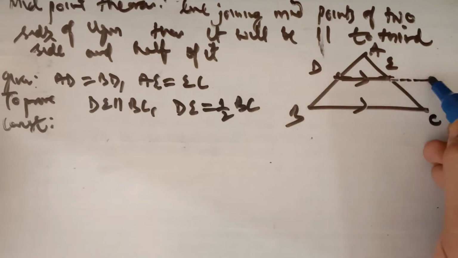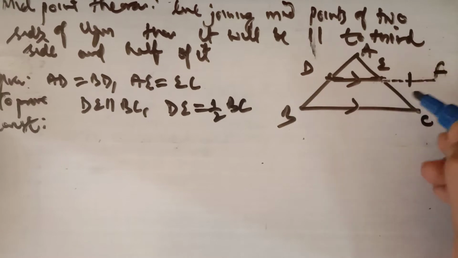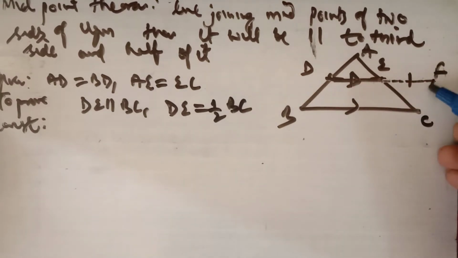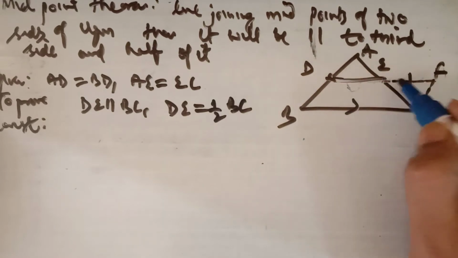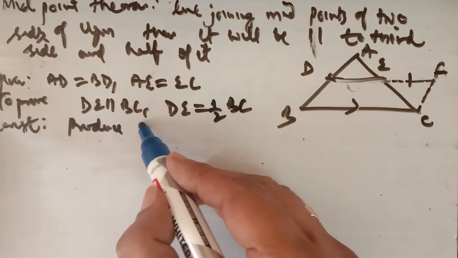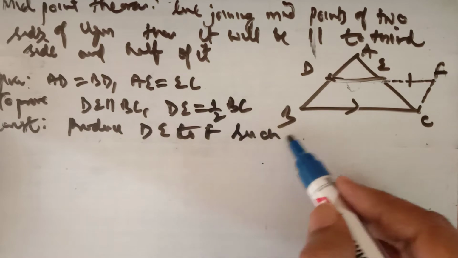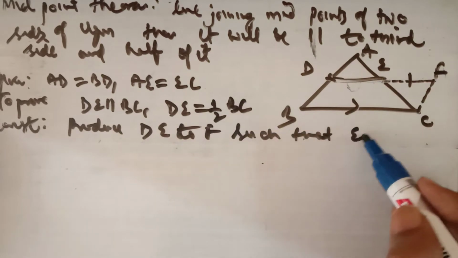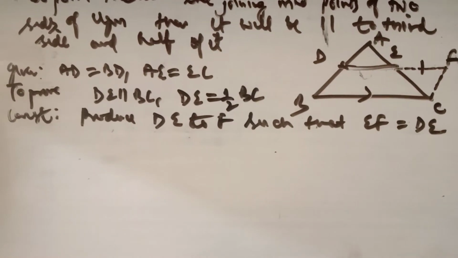Draw a line: produce DE to F such that EF is equal to DE, and join this. I have done a construction here.